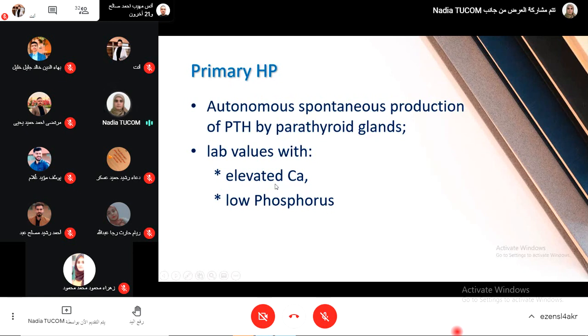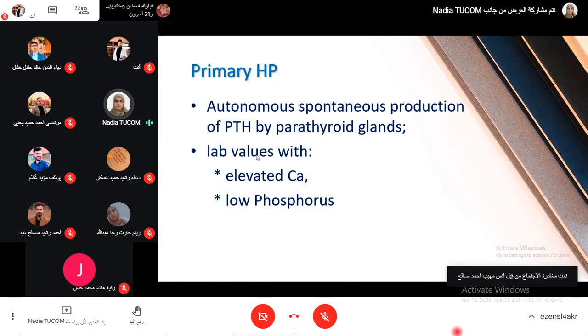Laboratory findings: there will be elevated calcium secondary to excess PTH release and bone resorption, and all the mechanisms will be augmented, and low phosphorus.